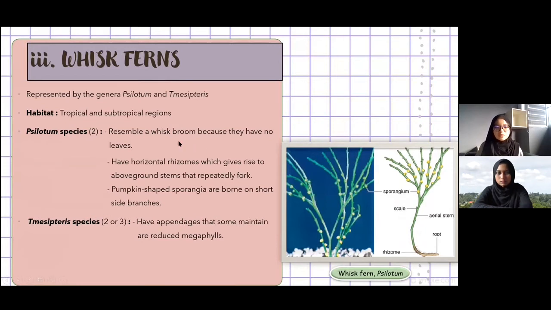They resemble a whisk broom because they have no leaves. So in this Psilotum species, they have no leaves. They also have horizontal rhizomes, which give rise to above ground stems that repeatedly fork. There are also sporangia, which are pumpkin-shaped, borne on short side branches. For Tmesipteris, there are 2 or 3 species, and they have appendages that some maintain are reduced megaphylls.